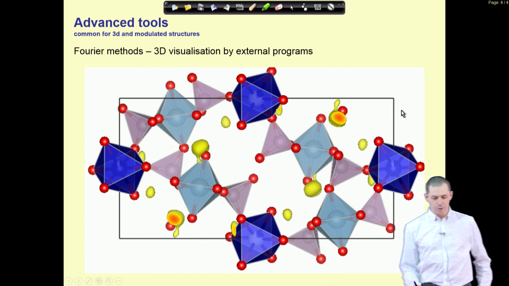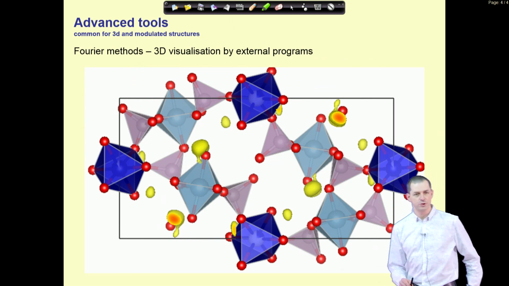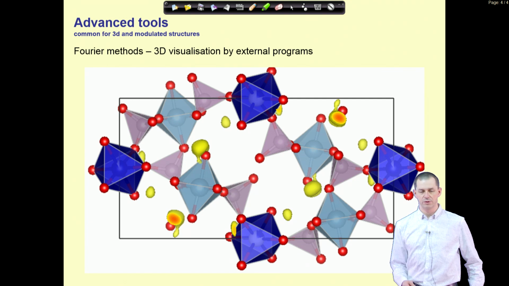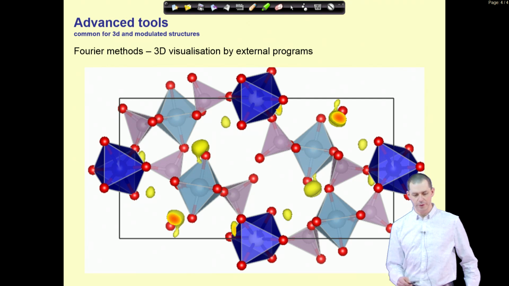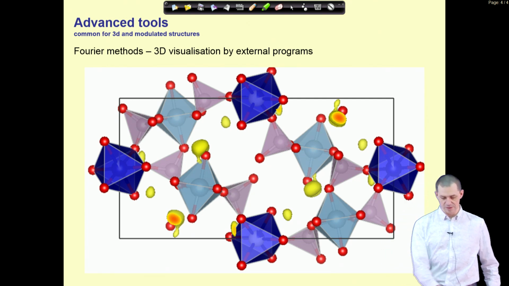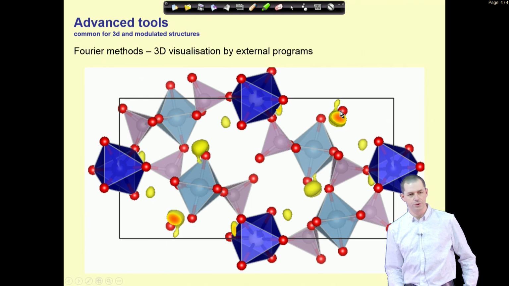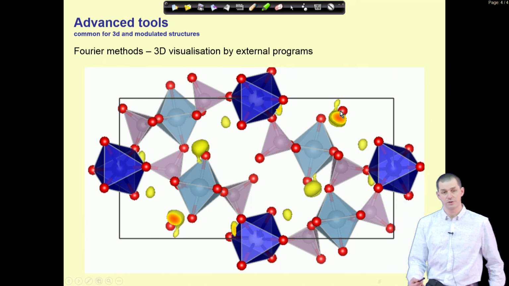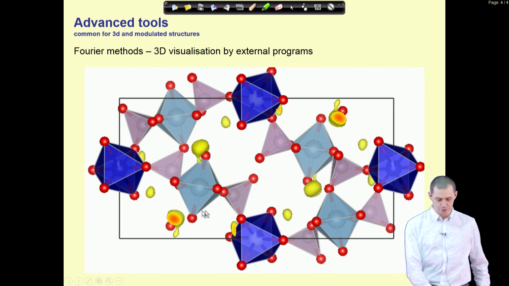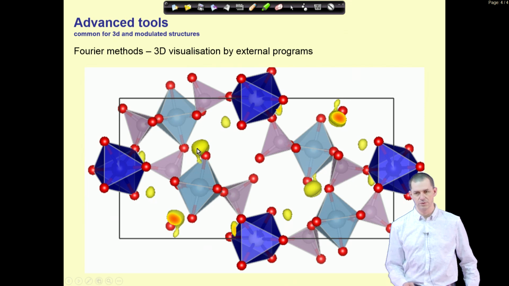You can also directly call a 3D visualization of electron densities. We will do it frequently in the practical session. So this is a 3D visualization of the structure with these yellow isosurfaces showing the features in the difference electron density, and in this case these features show the missing hydrogen atoms in the structure.